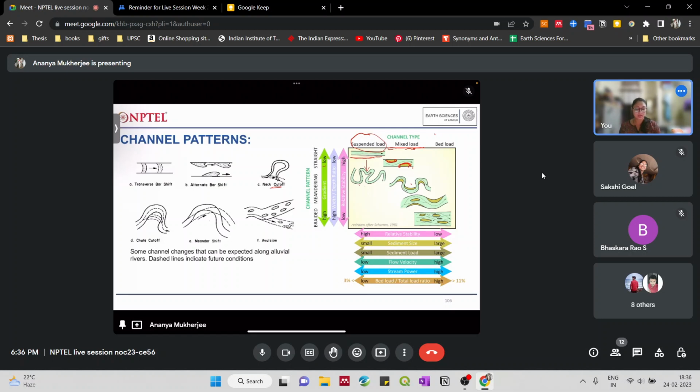Then avulsion is where the river was flowing through one area, the material that was present starts eroding, and there is an avulsion, or a change in the direction. These channel patterns are developed because of a relation between the erosional work and the depositional work that is done by the river.